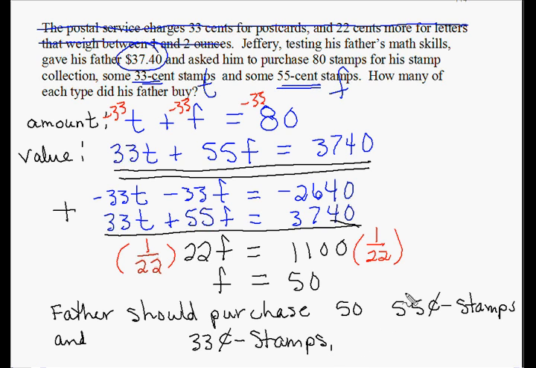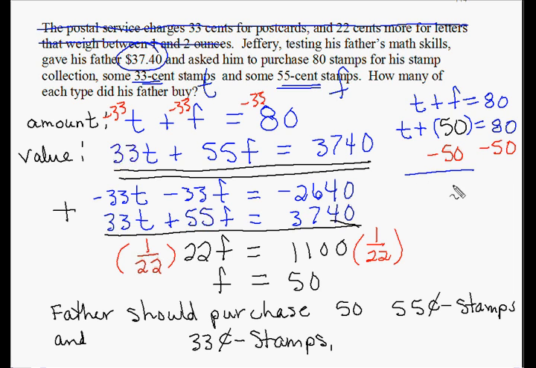stamps. Going back to that first equation, T plus F is equal to 80. We just found out that he has 50 of the 55-cent stamps, so what do I add to that to make it 80? Solving for T, I can add a negative 50 to both sides of the equation. We now have T is equal to 30. So his father needs to purchase 30 of the 33-cent stamps and 50 of the 55-cent stamps.